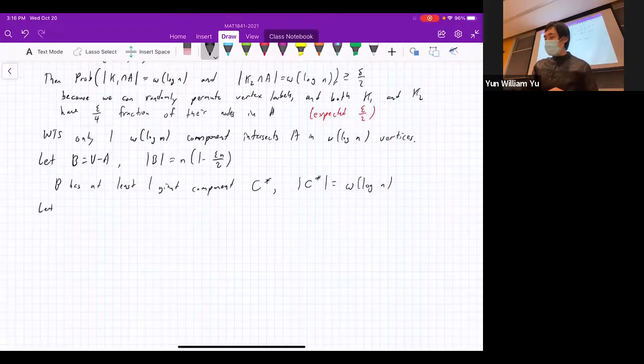Now, we're going to list out all of the big components, the omega of log n components, within A.